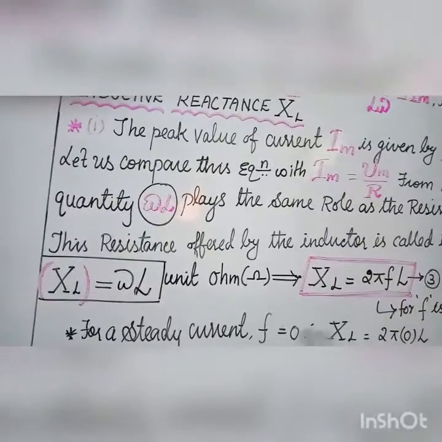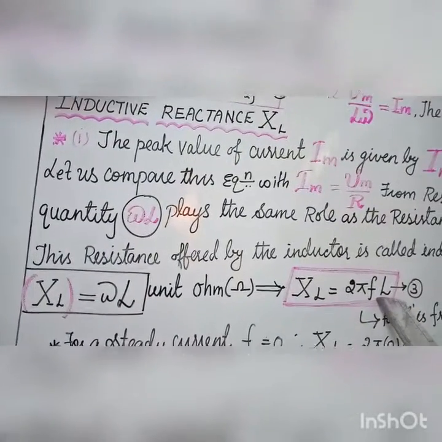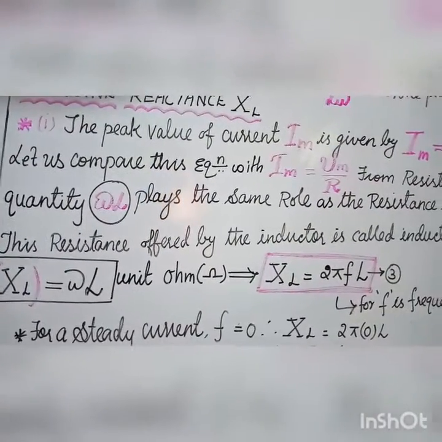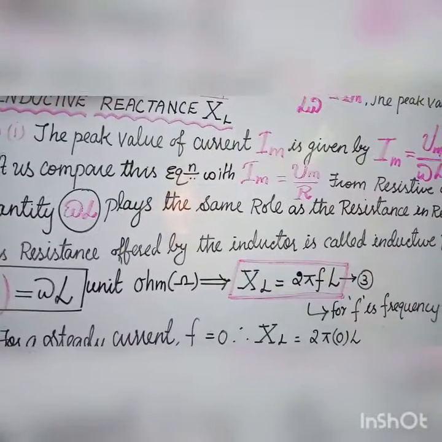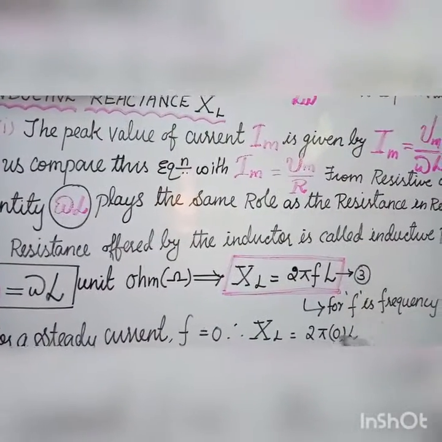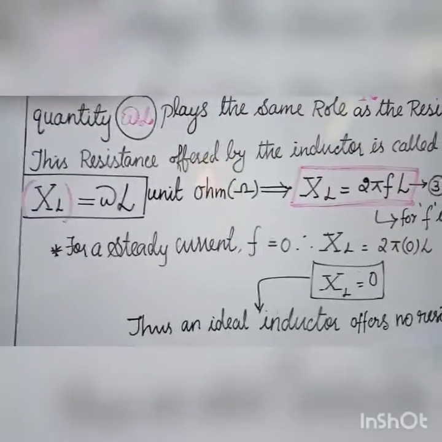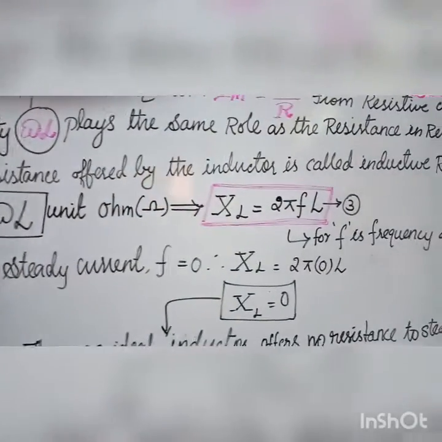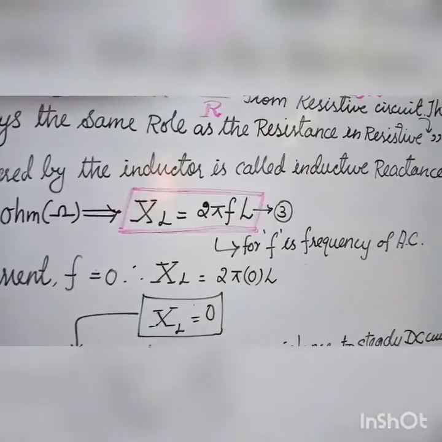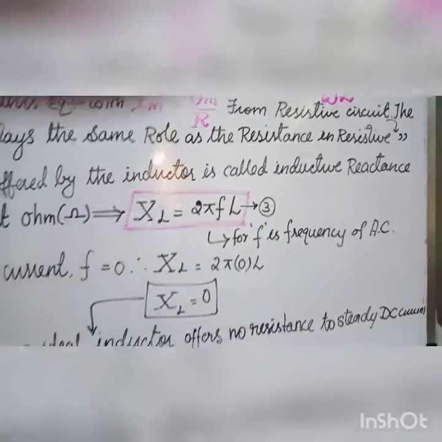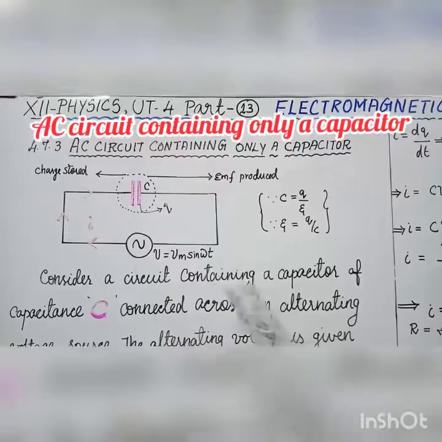Here, for a steady current, the frequency F is equal to 0. The inductive reactance XL is equal to 2 pi into 0 into L, which is 0. XL is equal to 0. So an ideal inductor offers no resistance to steady DC current. DC current means direct current.